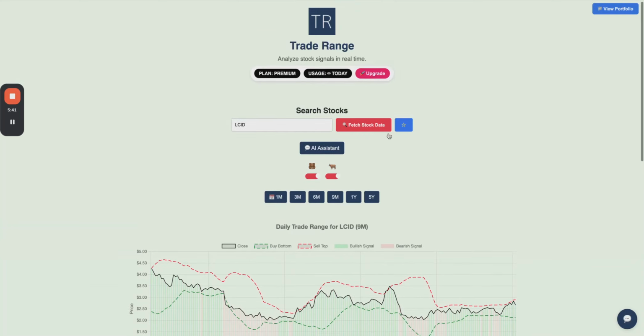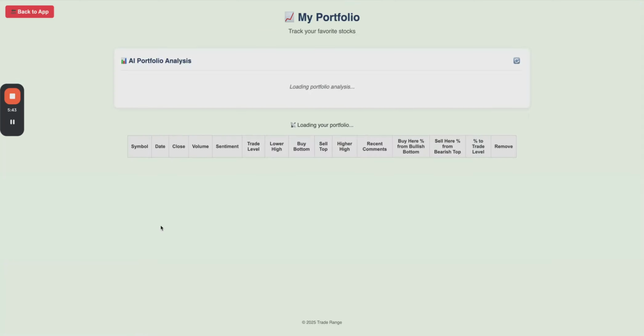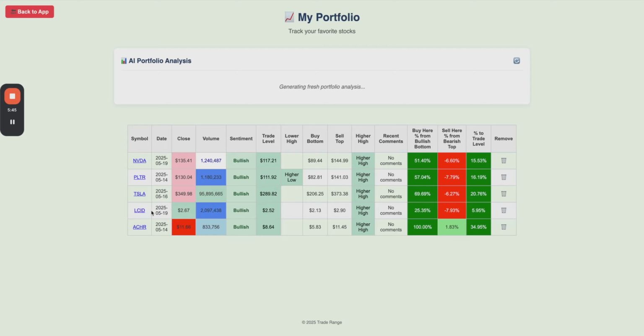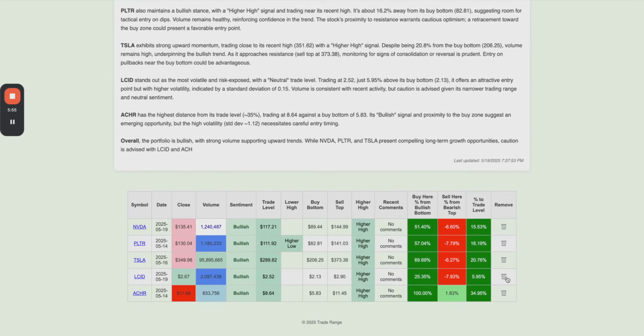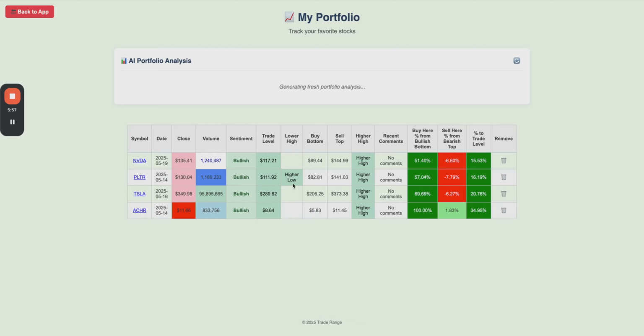But if I want to add Lucid, because you saw that it was not currently in my portfolio, I don't think, actually, it might be in my portfolio. It's currently not in my portfolio. Let's just remove it from the portfolio real quick. Let's click this little wastebasket symbol here. And then what we're going to do, Lucid should just go away. Maybe it's not doing it. Oh, there it goes. So Lucid finally went away.